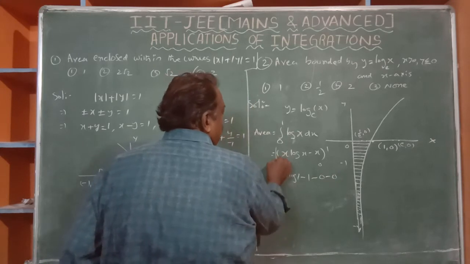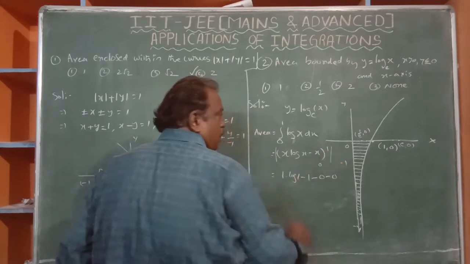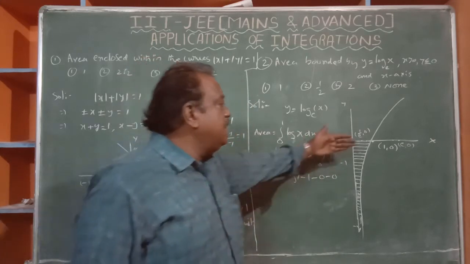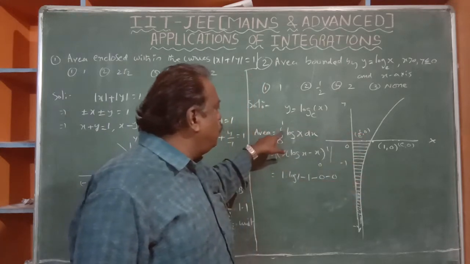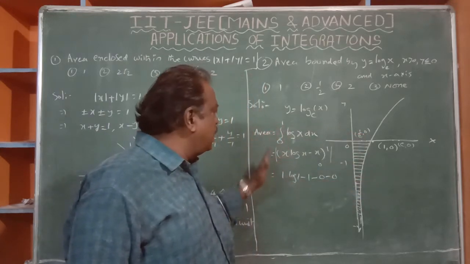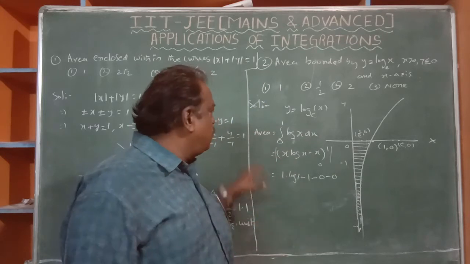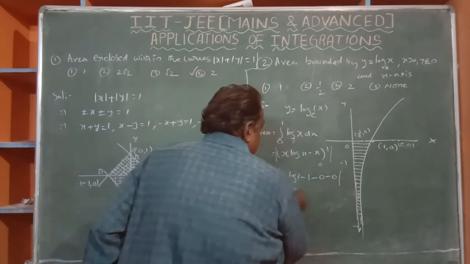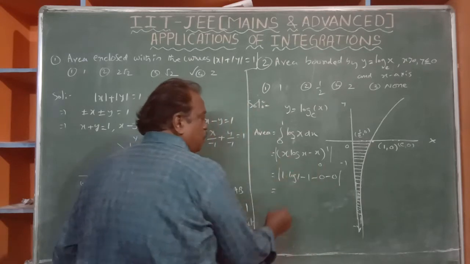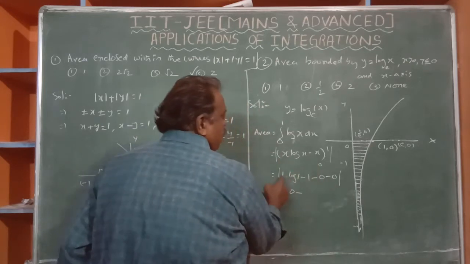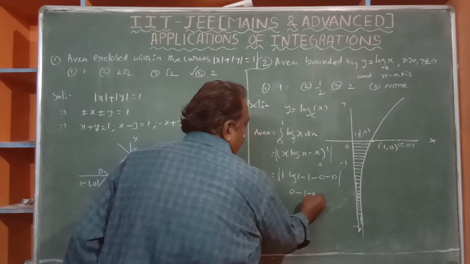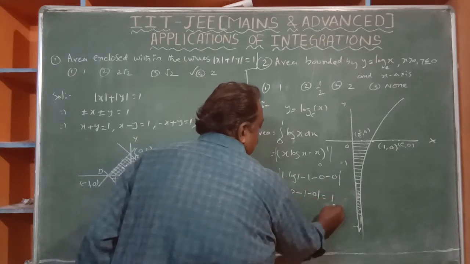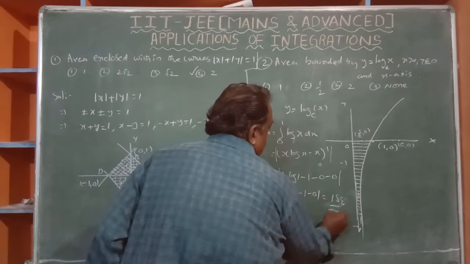You put it in the modulus also. Why? Because actually it is under the x-axis, which means we may use minus log x, or otherwise put it in the modulus. Why? Because area is always positive. Even though we get negative, it is considered to be positive. This is 0, log 1 is 0, minus 1 minus 0. So it is 1 square unit.